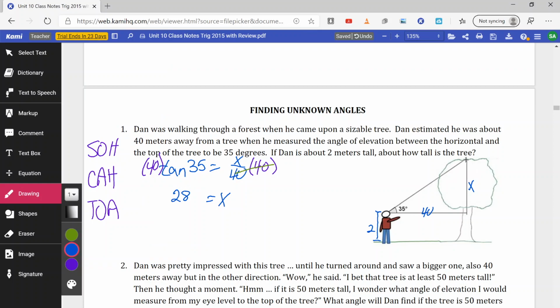So we know from the top of the tree to where Dan's eye line is 28 meters. Now we have to factor in the fact that not only is this part 28 meters, but the bottom part is as tall as Dan is. So from here to the ground is 2 meters. So the whole way would be 28 and 2 being 30 meters.